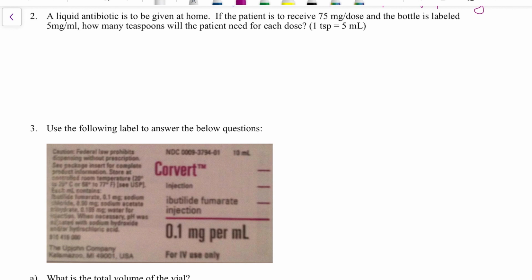Okay, so a liquid antibiotic is to be given at home if the patient is to receive 75 milligrams per dose and the bottle is labeled 5 milligrams per milliliter. How many teaspoons will the patient need each dose? Okay, and again, 1 teaspoon is 5 milliliters. So the patient needs 75 milligrams per dose. The strength we have is 5 milligrams in 1 milliliter.